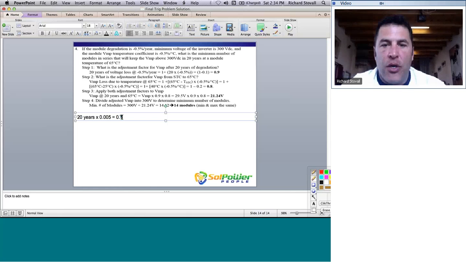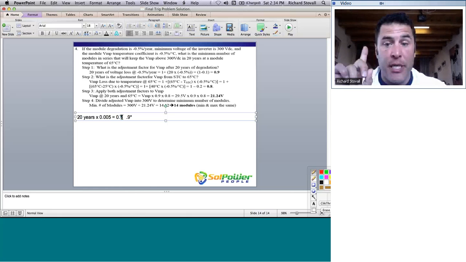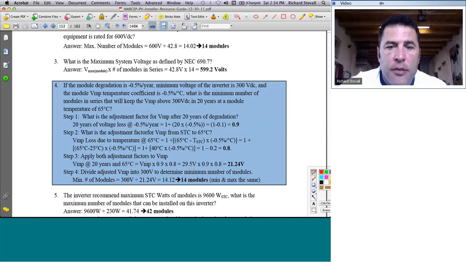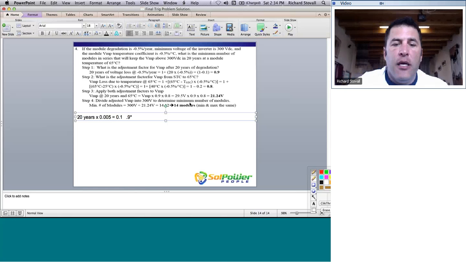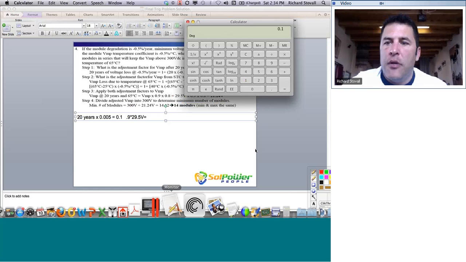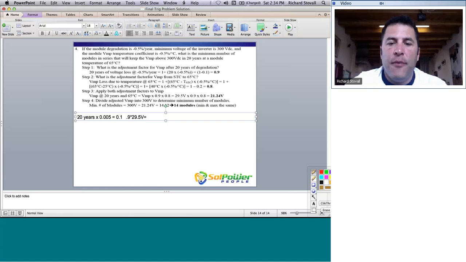So we're losing 0.1, or 10%. So right off the bat, under these assumptions, we've got 0.9 times whatever our VMP of the module was. And the VMP, the maximum power voltage, we'll go back to the spreadsheet, is 29.5 volts. So 0.9 times 29.5 is equal to 26.55, okay?